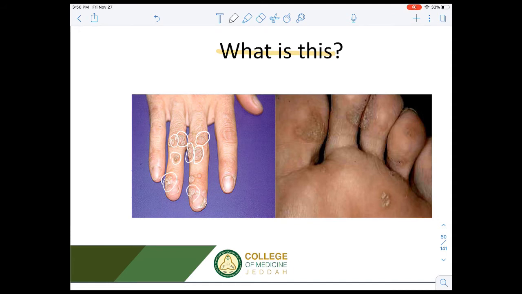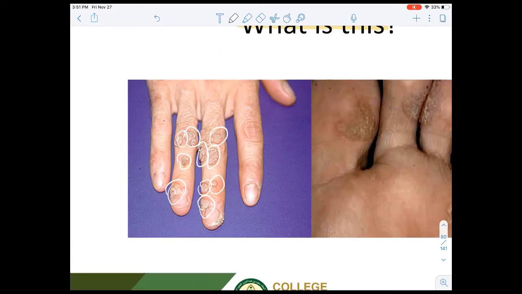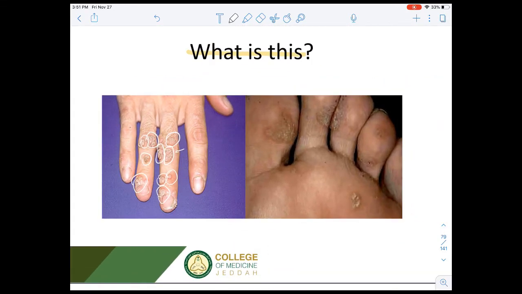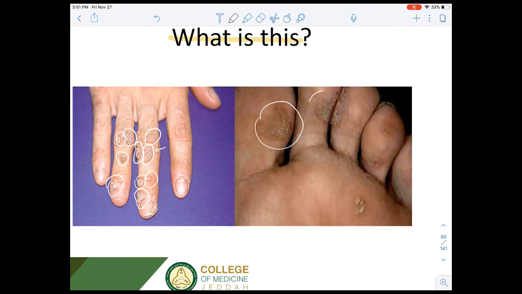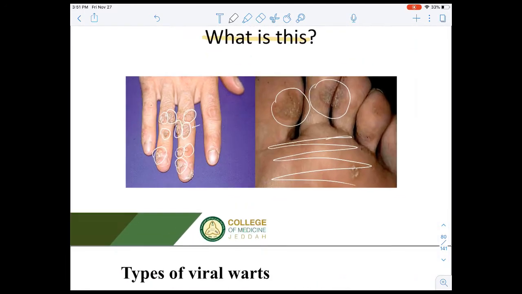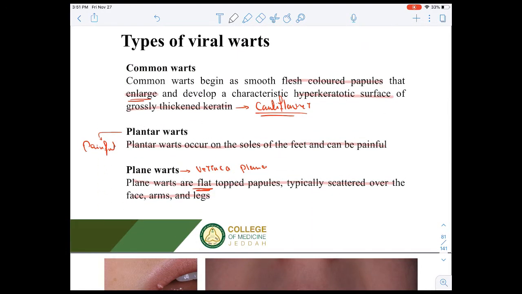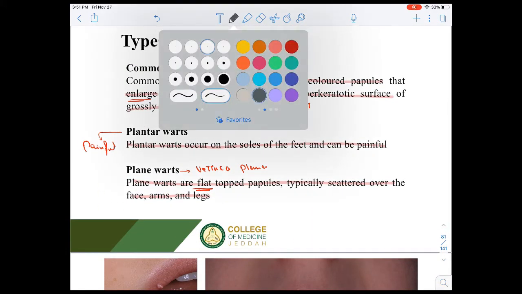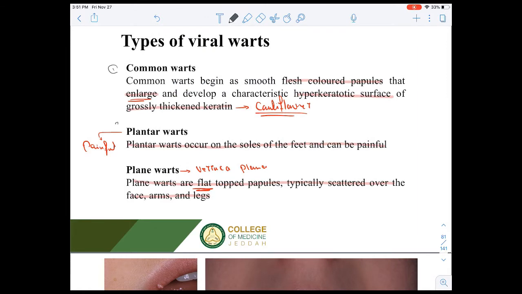So all of these are warts, and as we have learned, these are all warts that appear with a cauliflower appearance, and these are known as plantar warts, and this is primarily because they happen on the sole of the foot. So the common warts, there are three main types of warts. There's the common wart, the plantar wart, and the plain wart. And the name would really clue you into each type and how you would differentiate between each of them.